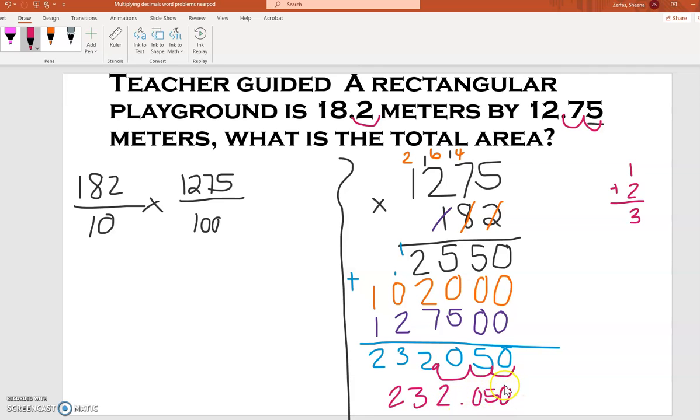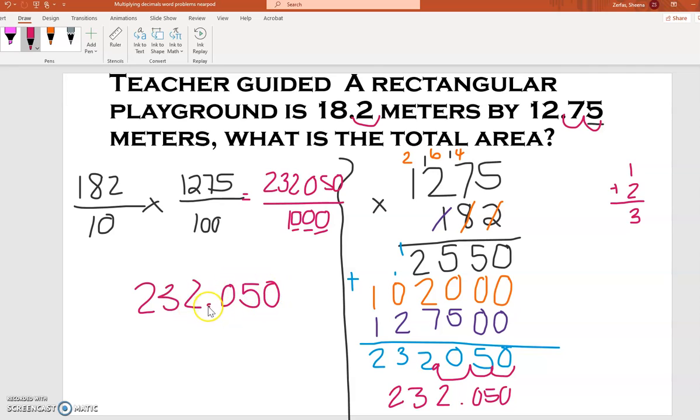If you did this with fractions, what you would have in this problem is 2,3,2,0,5 over 10 times 100, which is 1,000. And so again, I have 1, 2, 3 zeros, so my answer is going to have 3 place values.